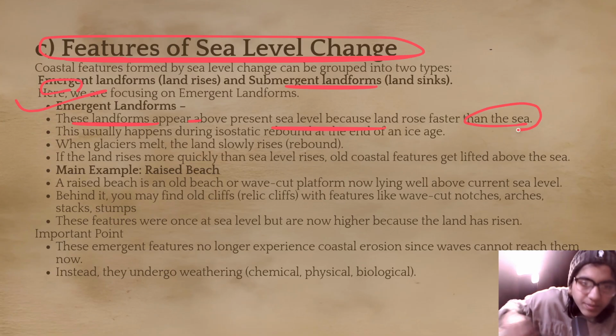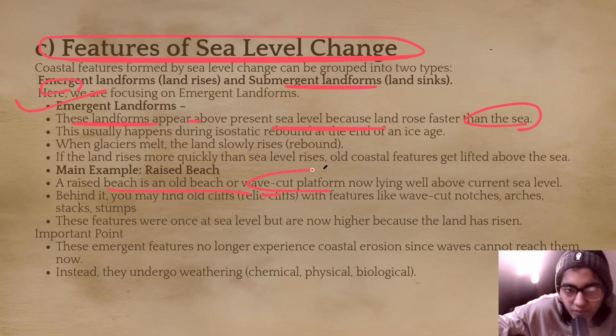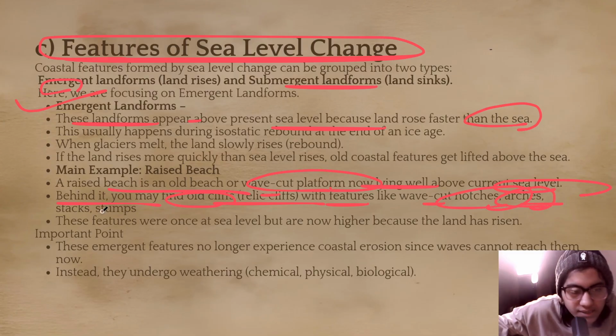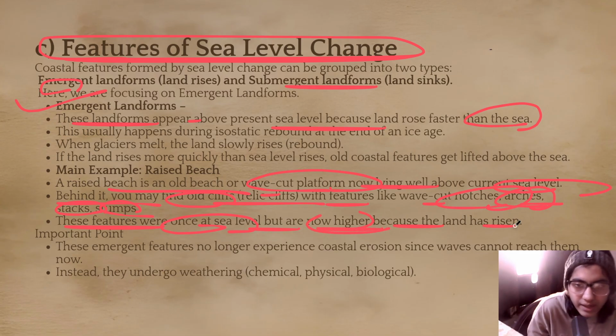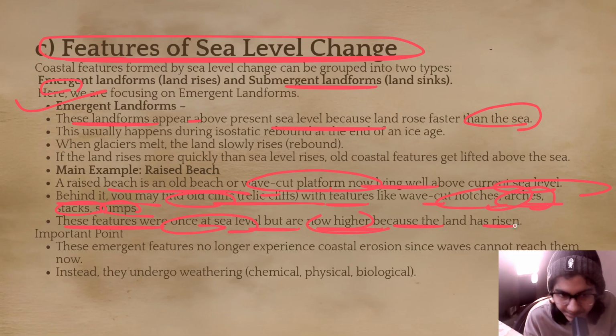So a raised beach is an old beach or wave cut platform now lying well above the current sea level. Behind it, you may find old cliffs with features like wave cut notches, arches, stacks, stumps. These features were once at sea level but are now higher because the land has risen.